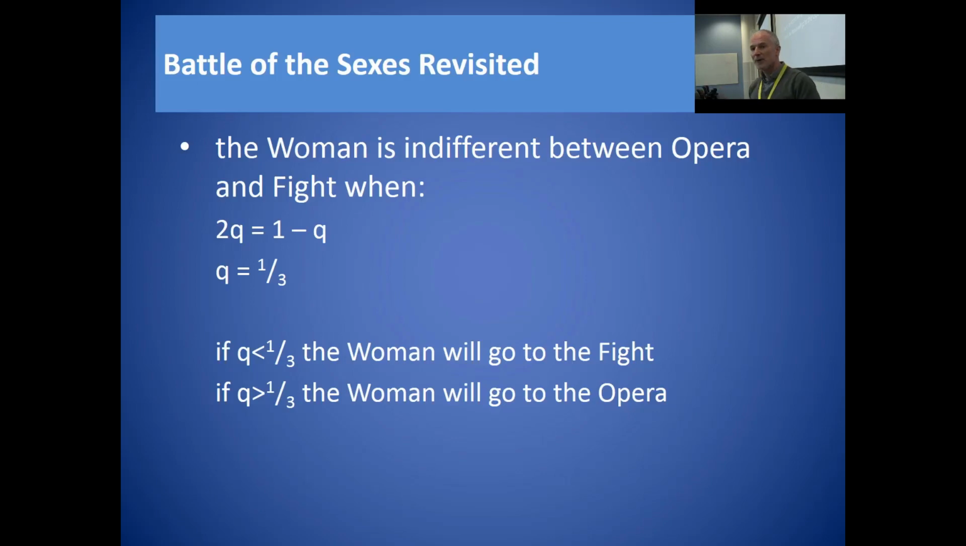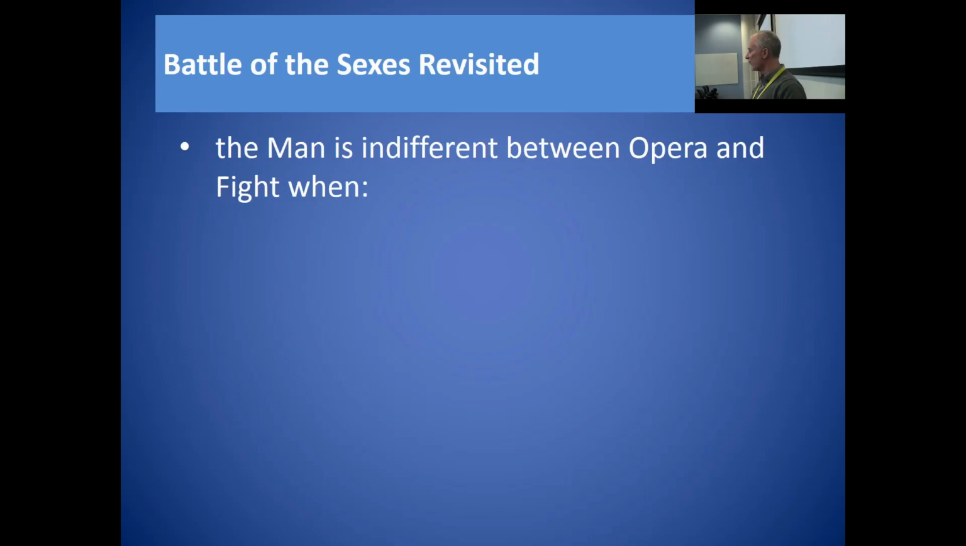So, now we know exactly what the woman will do, whatever the man is going to do. If he goes to the opera with a probability of 1/3, doesn't matter. Everything is optimal. She's indifferent. But if he goes to the opera with a probability of less than 1/3, the woman will always go to the prize fight. If he goes to the opera with a probability of greater than 1/3, the woman will always go to the opera.